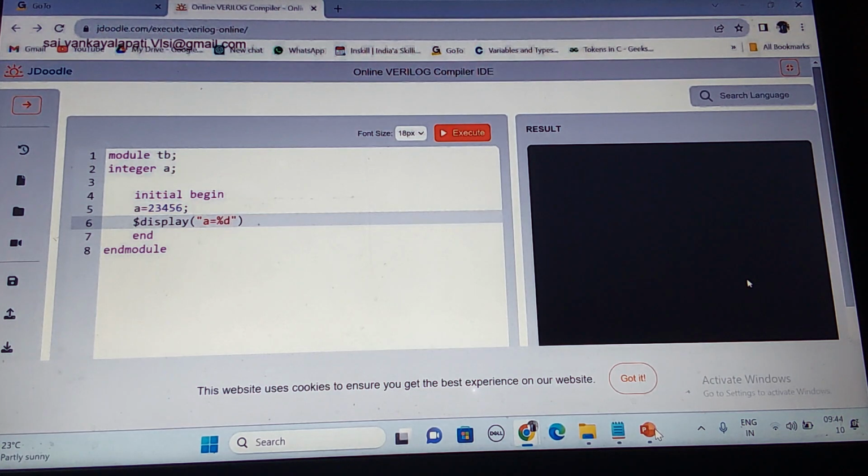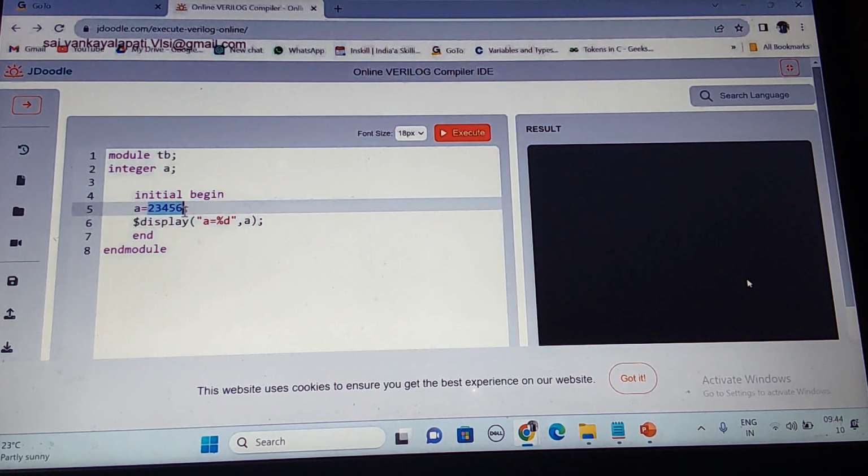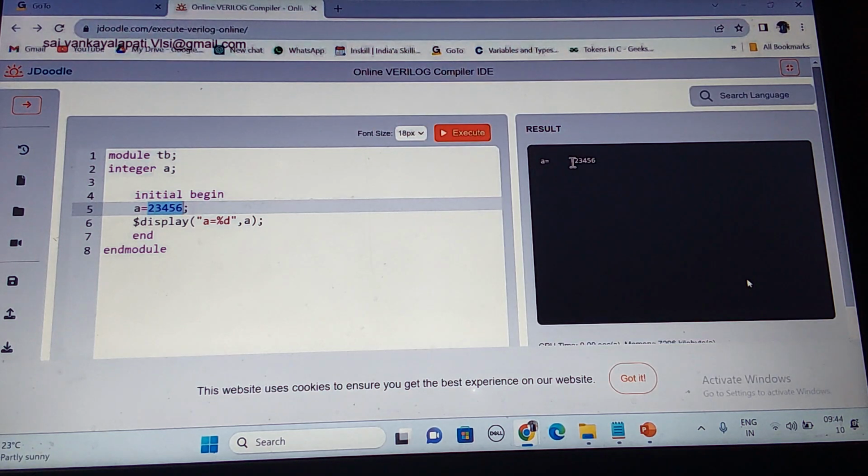So what number? Let me print it in decimal first. The format specifier is %d. What argument do I need to pass? A. Okay. Now by default, what is the number? If you write a number specification like this, by default this number will be taken as a decimal. Let me run this. You can see it's the same number I'm going to print.